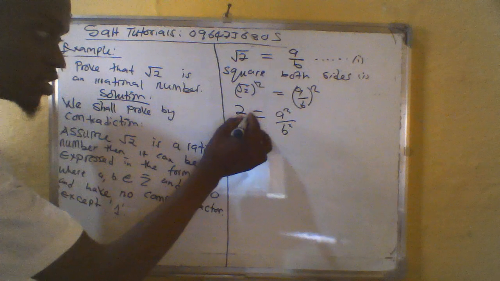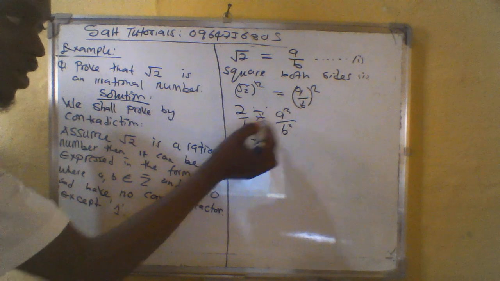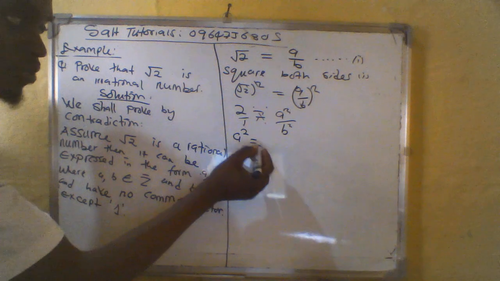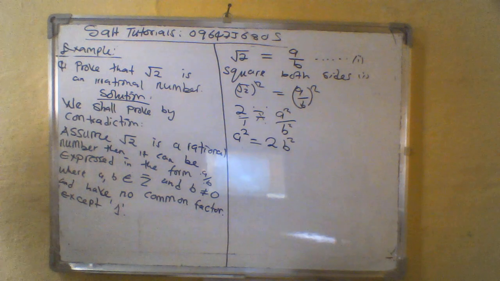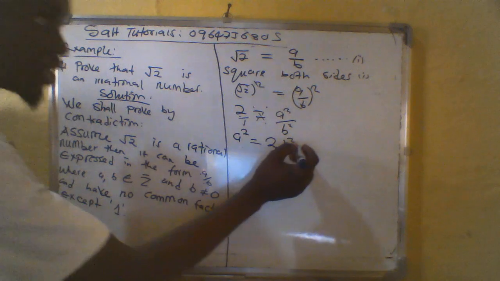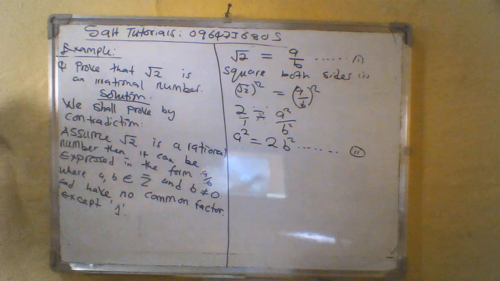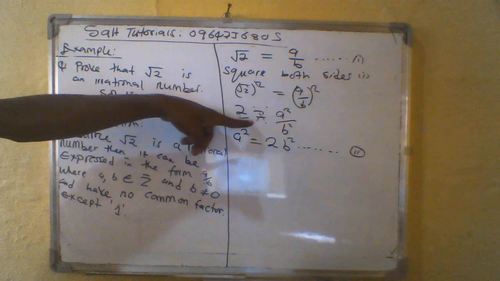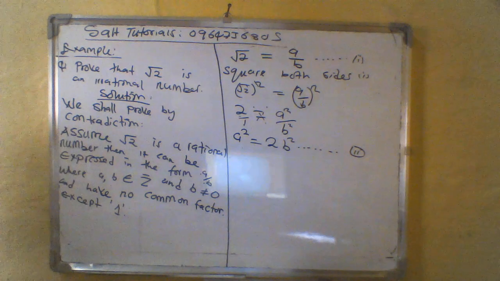a squared, if this is over 1, when we do the bad manners of cross multiplication, a squared times 1 is a squared, equals 2 times this, 2b squared. This is what I'm going to have. So this can be taken as my second equation. So we are simply saying that in this expression, a squared is equal to 2b squared.